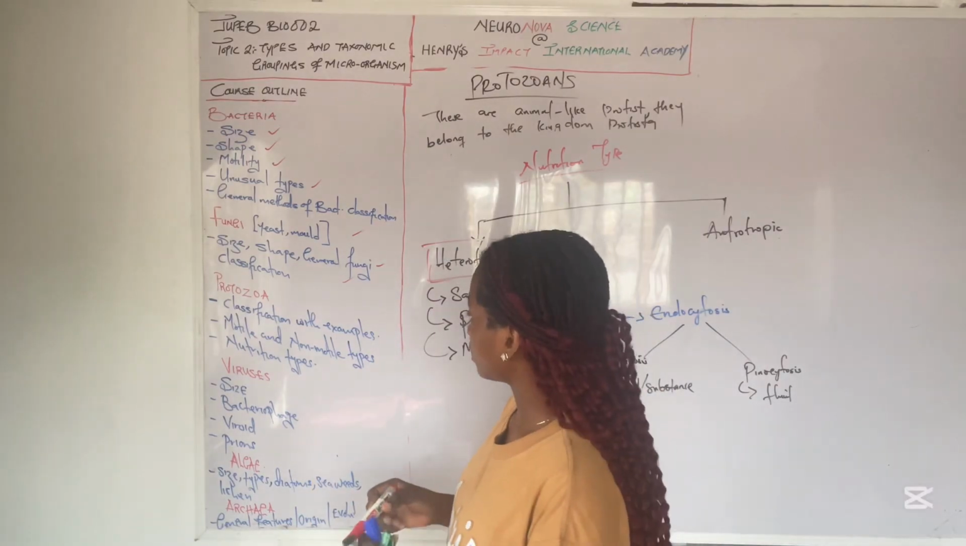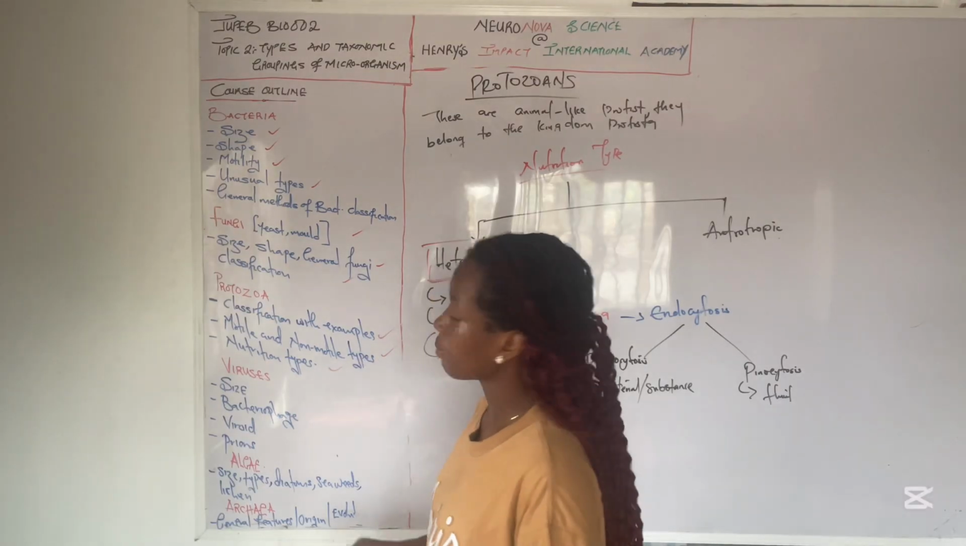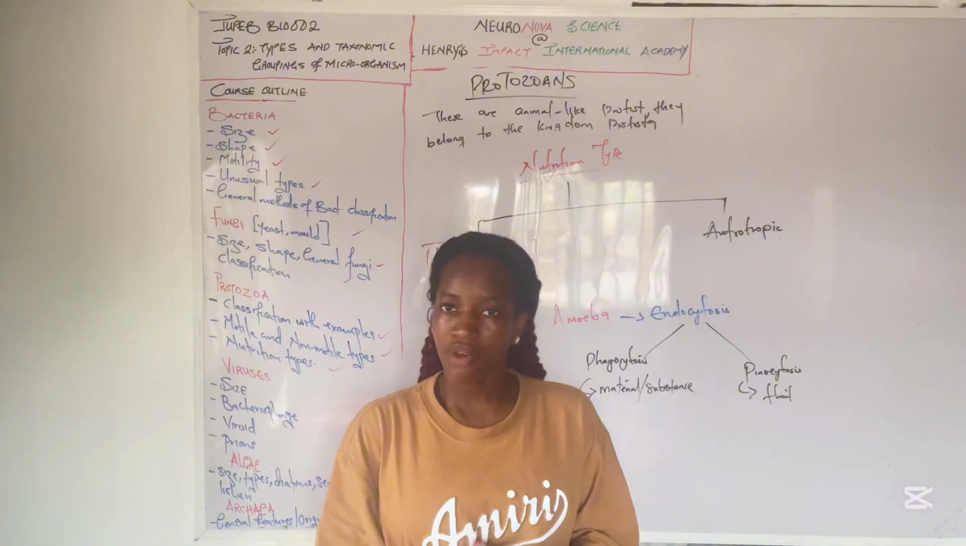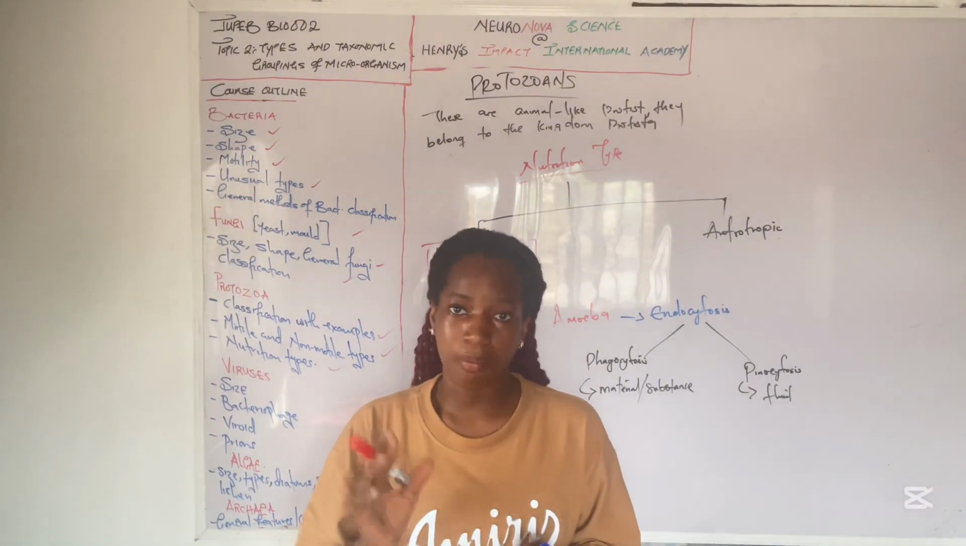So we've talked about the classification, their non-motile, motile type, and their nutrition type. In our next video, we'll be discussing viruses, their size, bacteriophage, viroid, and prion.